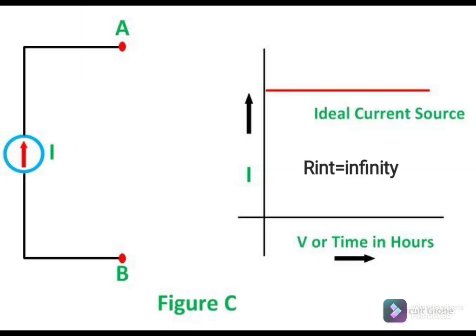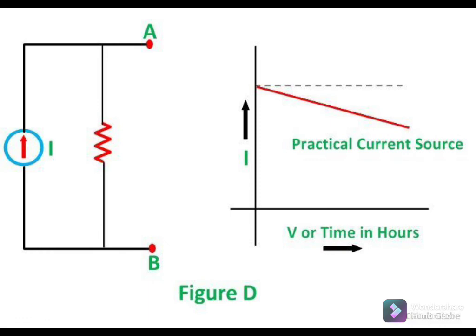This is the ideal current source where the magnitude of the current remains constant with respect to the time. It has infinite resistance. Again, an ideal current source is not possible. The next figure shows the practical current source where an internal resistance is connected in parallel with the current source.